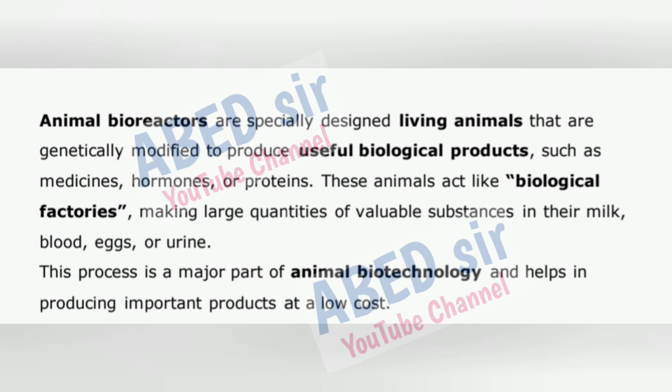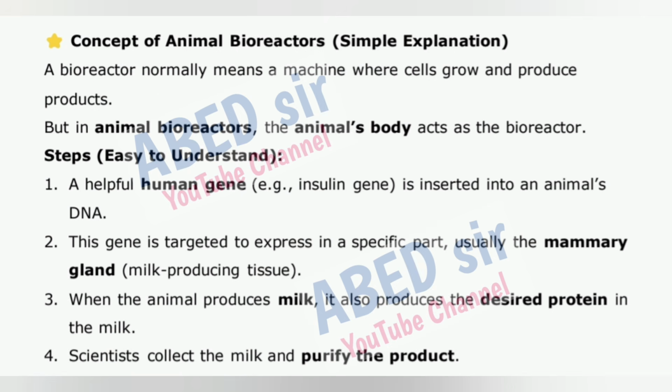These animals act like biological factories, making large quantities of valuable substances in their milk, blood, eggs, or urine. This process is a major part of animal biotechnology and helps in producing important products at a low cost. Concept of animal bioreactors, simple explanation. A bioreactor normally means a machine where cells grow and produce products. But in animal bioreactors, the animal's body acts as the bioreactor.